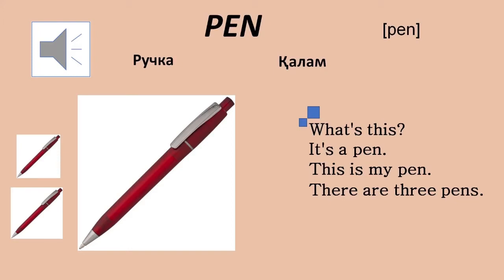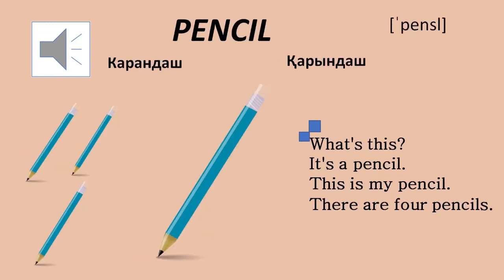The next word is pen. Pen. Ручка, қалам. For example, what's this? It's a pen. Бұл не? Бұл қалам. This is my pen. There are three pens. Бұл менің қаламым. There are three pens.